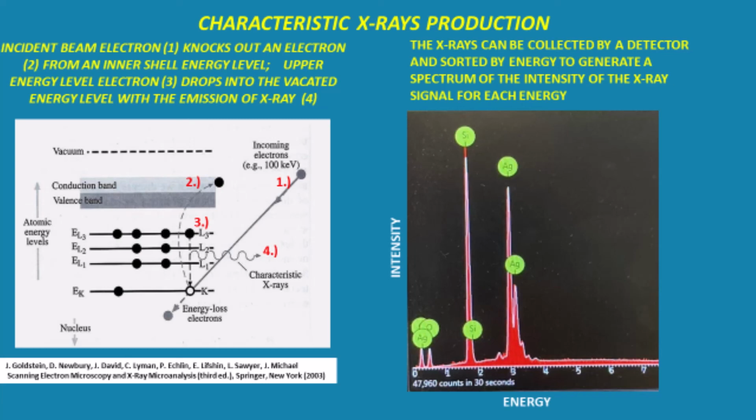This technique is known as energy dispersive spectroscopy, or EDS, and is used to not only identify what elements are present, but also to quantify the amount of that element that produced it. Thus, energy dispersive spectroscopy is both qualitative and quantitative.